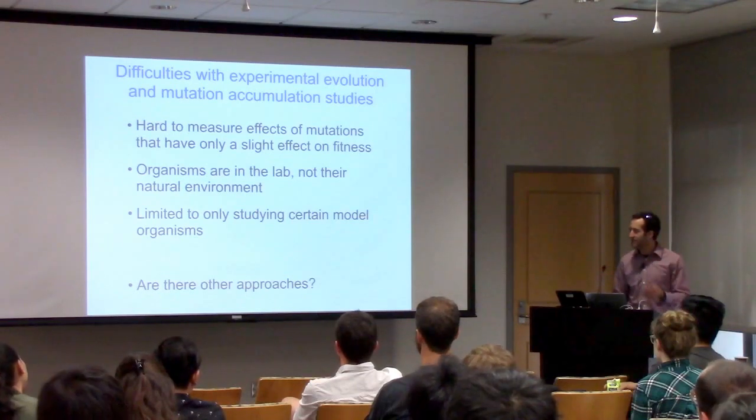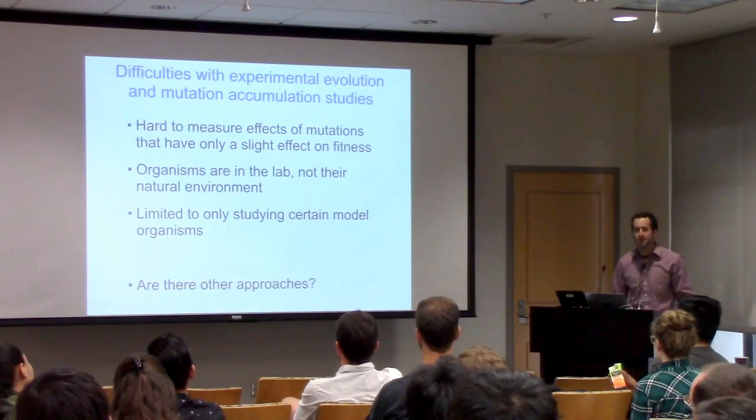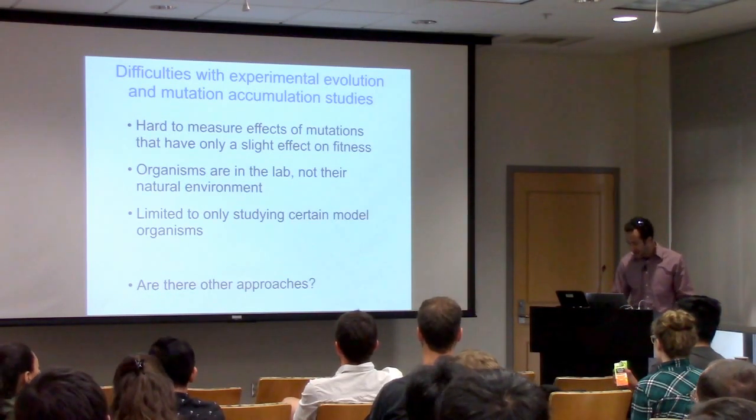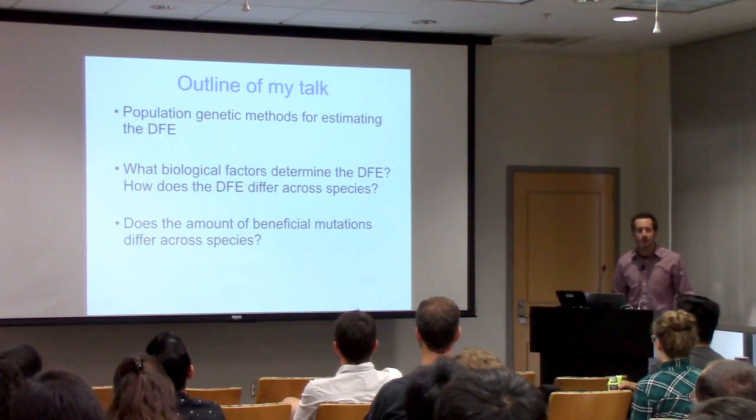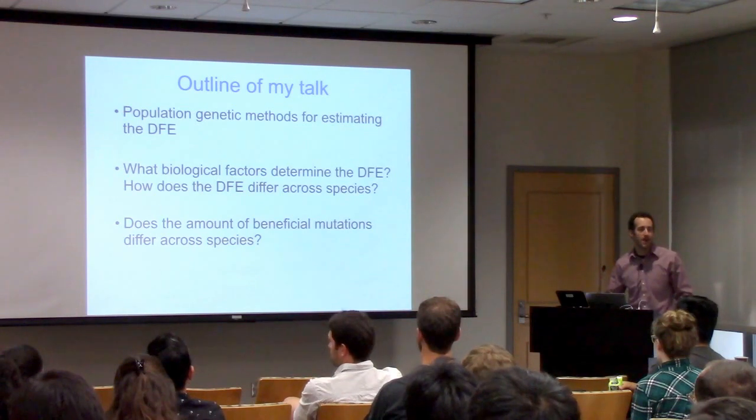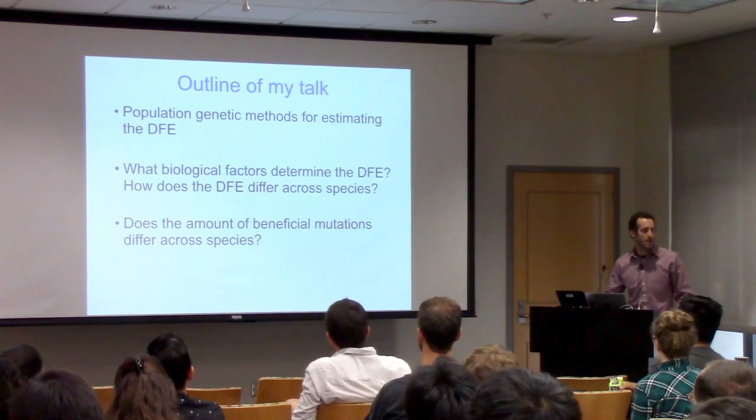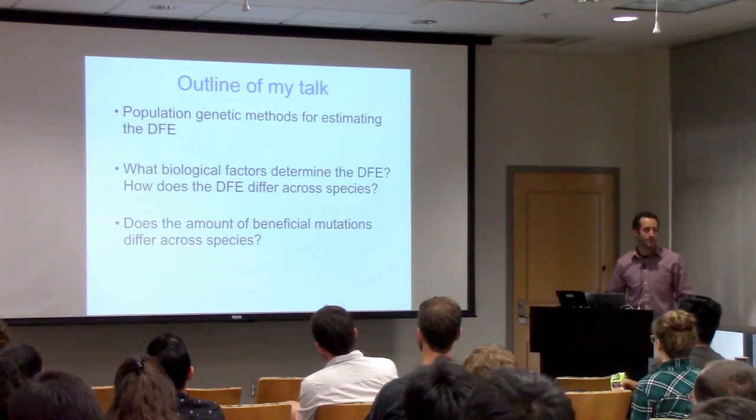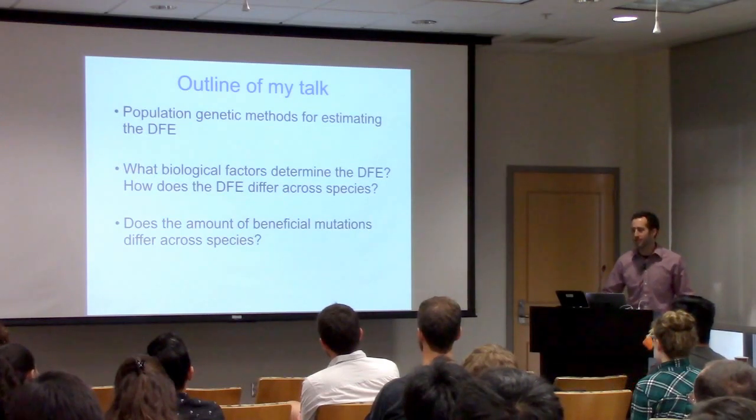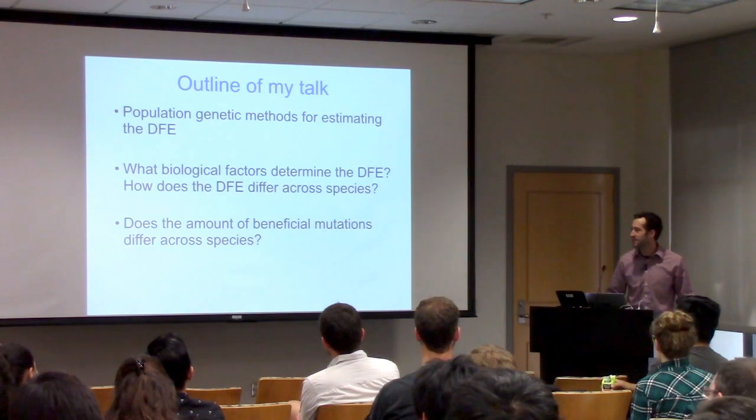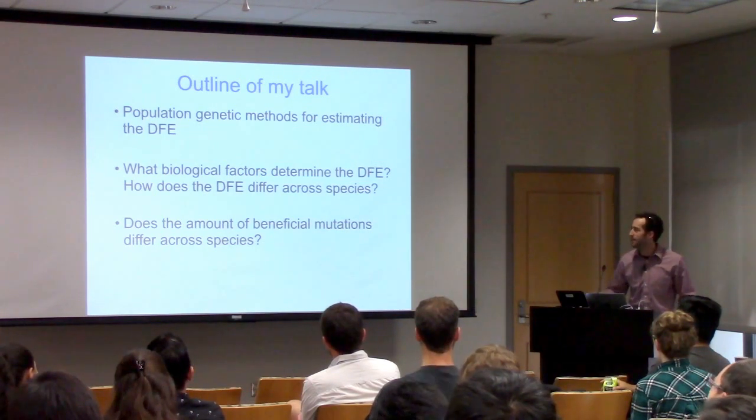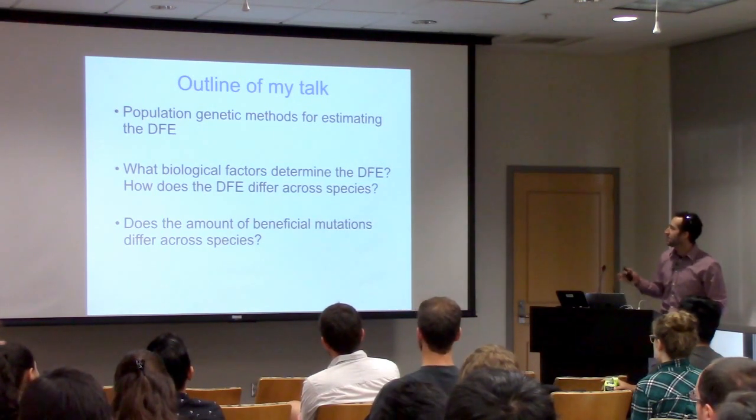And so that obviously leads to the question: are there other approaches to studying fitness effects of mutations? The approach I'm going to tell you about in my talk today addresses these questions in a slightly different manner, by looking at genetic variation data in natural populations of a variety of different species in their natural environment, and then combining that with population genetic models and inference methods to try to learn something about the DFE. Specifically, my talk has three parts.